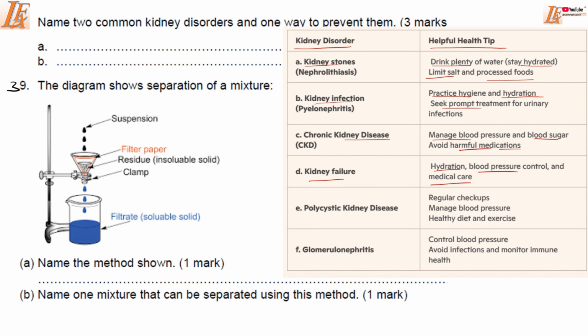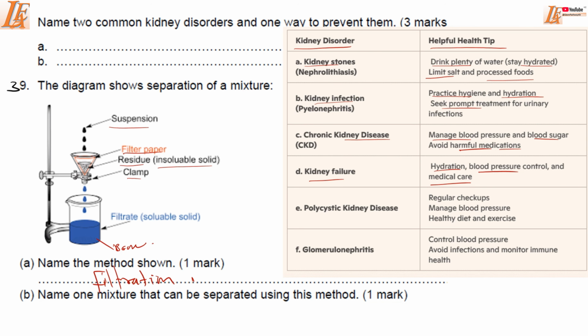Question 39, the diagram below shows a separation of a mixture. So we have a separation of a mixture where we have a suspension, then we have a filter paper, we have a residue, which is an insoluble solid, we have a clamp and stand, of course, then we have a filtrate inside this beaker. Then now the question is, name the method shown. So in this case we have a filter paper and a filter funnel. Therefore this process is called filtration.